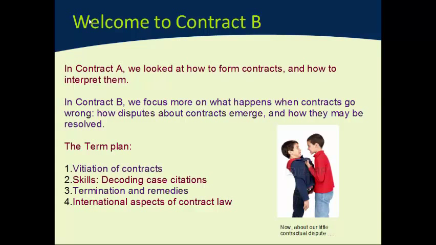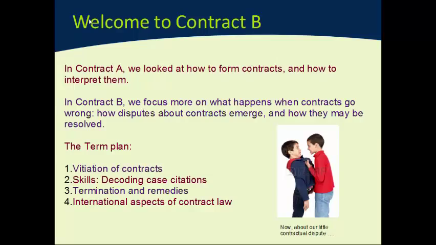Contracts A was really about what happens when contracts go right. So during Contracts A, we started by talking about how we form contracts. We talked about those elements of contract formation. So you've got your offer and acceptance, you've got your consideration, you've got your capacity, your intention to create legal relations, and your contracts have to be sufficiently certain and sufficiently complete. Now, as you can see, the reason we learn about all those things is because we want to make valid contracts, contracts that are actually going to work.